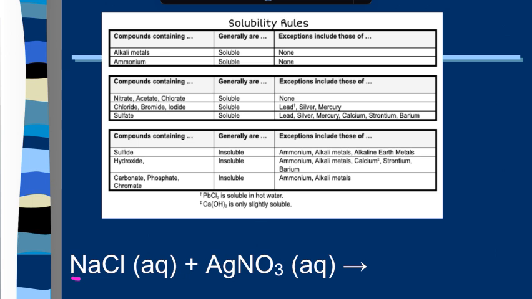Let's get into some of the rules that are a little bit more complicated. If something is bonded to a chloride, a bromide, or an iodide, it's soluble, unless that thing is lead, silver, or mercury. So for example, silver iodide is going to be an exception and it's not going to be soluble. So silver iodide would be our precipitate because it is insoluble. Other things like sulfides are always insoluble unless it's bonded to a specific cation like ammonium or alkali metals or even alkaline earth metals. Remember, alkaline earth metals are like calcium, strontium, barium, and so on.